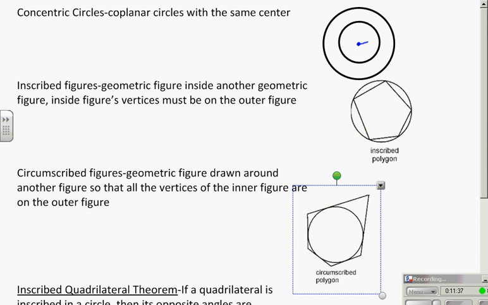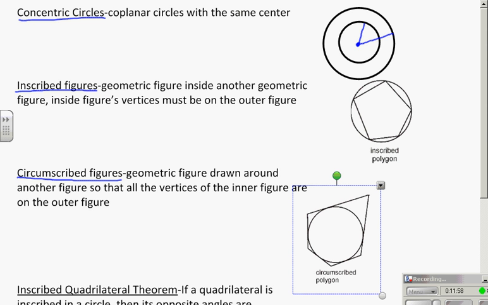Now, a few more definitions. Concentric circles are really cool. They're coplanar circles, meaning they live in the same plane, with the same center. So this center right here, there's a radius, and from here to here is a radius. They have the same center. So that makes for some cool potential problems.